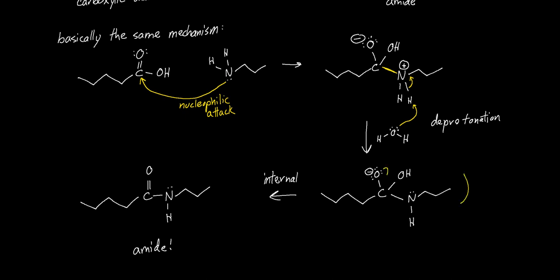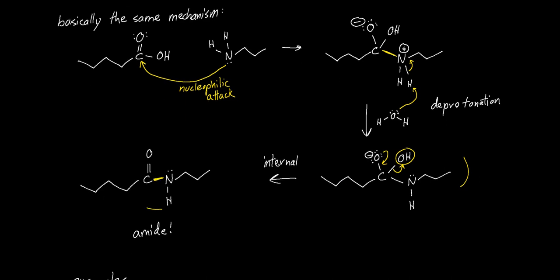We have the same internal displacement of the leaving group OH. And finally, our amide bond, the new amide bond right there, amide functional group. So clearly, if you go back and review the previous one, you'll see that these are virtually identical, with the exception that you're starting with an alcohol above or an amine below. And those give rise to esters and amides, respectively.